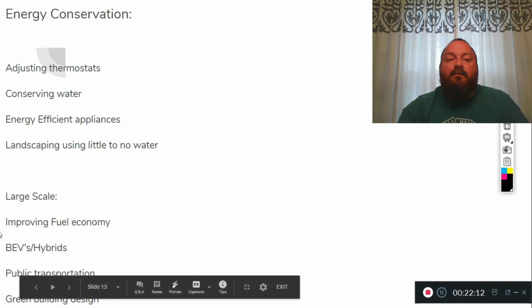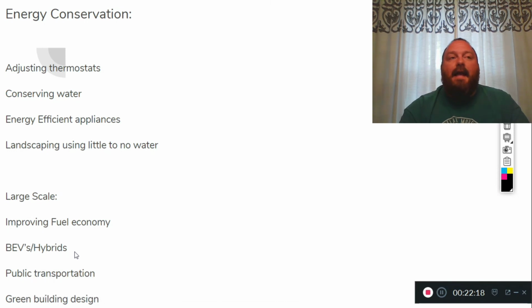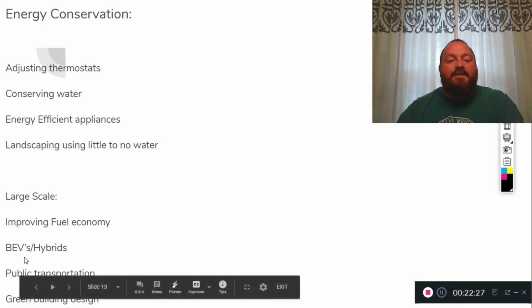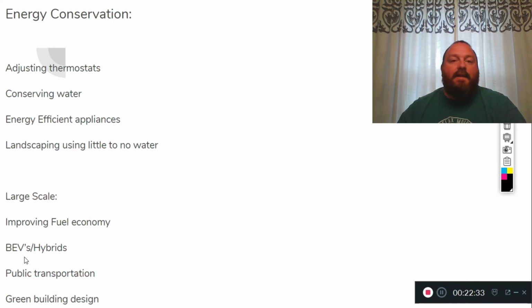The other thing, this is a tough one. Battery electric vehicles and hybrids, they don't necessarily conserve energy, because even though we're not burning gasoline, we're still using fossil fuel energy to charge the batteries. So we would want to include that in an answer. If we use battery electric vehicles and hybrids, we want to make sure that we're charging the batteries with a renewable form of energy, such as solar power, wind power, geothermal.